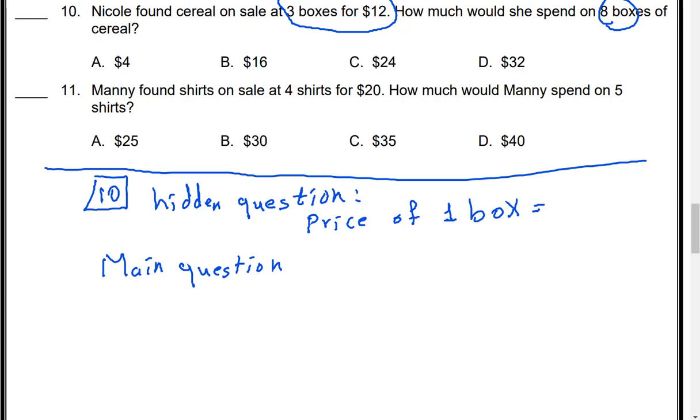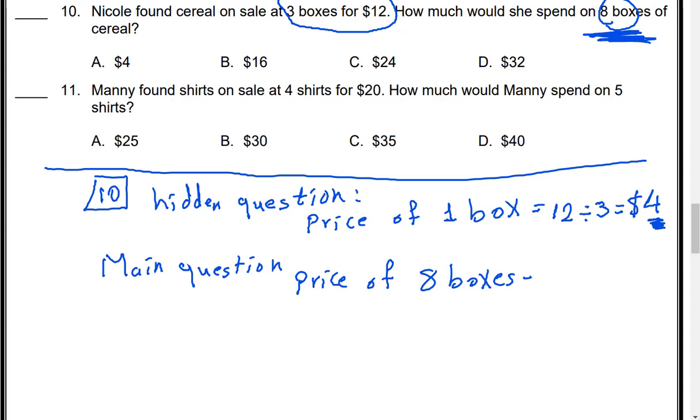So let's do it. It's $12 for 3 boxes. So 12 divided by 3 equals 4. Yes, so $4 for each one box. Now, what's the main question? The price of 8 boxes. So we need to find the price of 8 boxes. What's the price of 1 box?